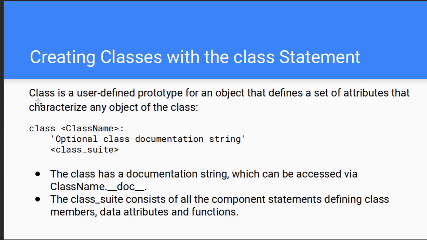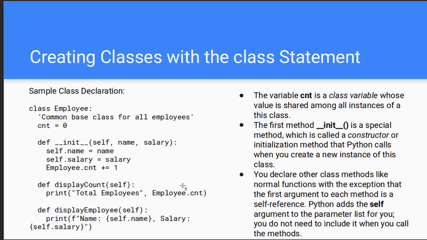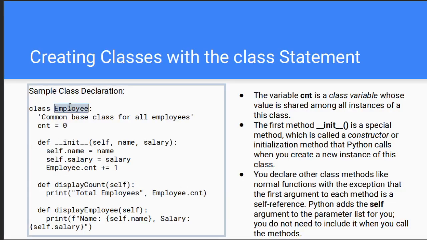So a class is a user-defined prototype for an object that defines a set of attributes that characterize any object of the class. So we use the keyword class, we give it a class name and our colon, which starts a body. The first line, just like functions, can be a docstring. And then we begin our class suite, our body. So let's define a simple class employee. We can call this anything we want. There's our docstring.